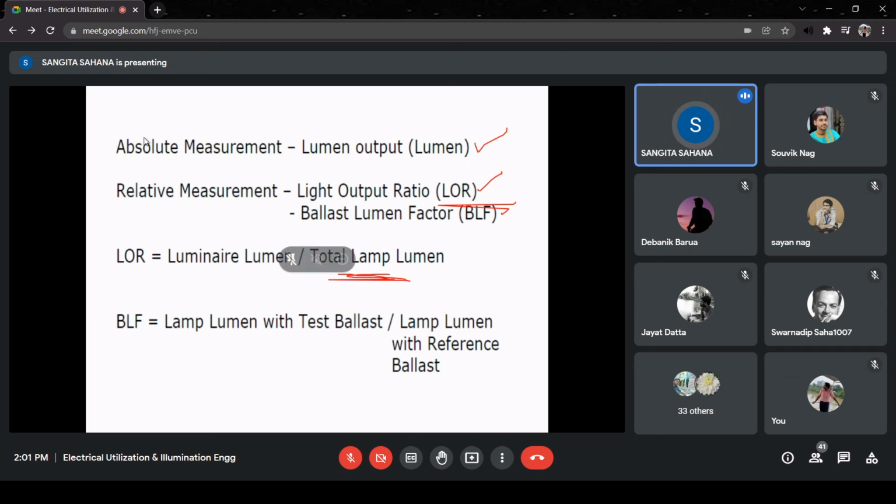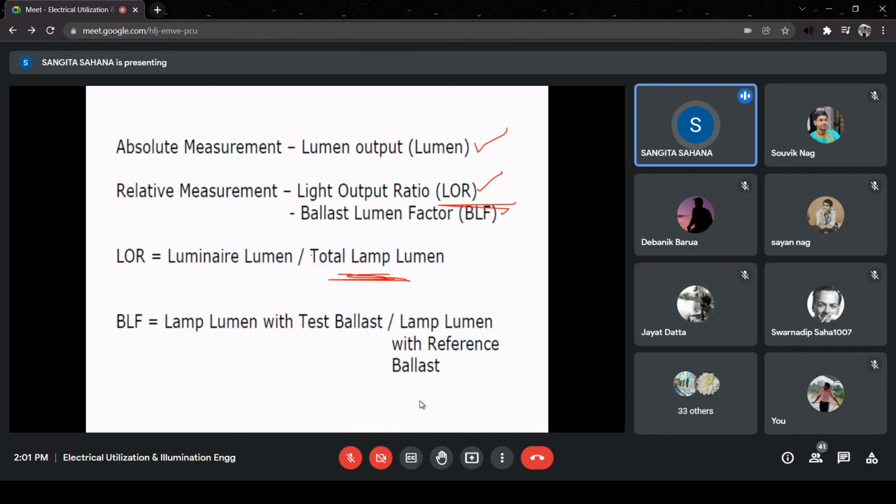Then the ballast lumen factor. What is ballast lumen factor? This is again the efficiency of a ballast. Ballast you can see along with the tube light, right? Later we will see why we need a ballast, what is the function of ballast, etc. But all of you have seen the ballast at your house with the fluorescent lamp, right? সবাই দেখেছো না বাড়িতে টিউব লাইটের সাথে থাকে? হ্যাঁ। So what is this ballast lumen factor?